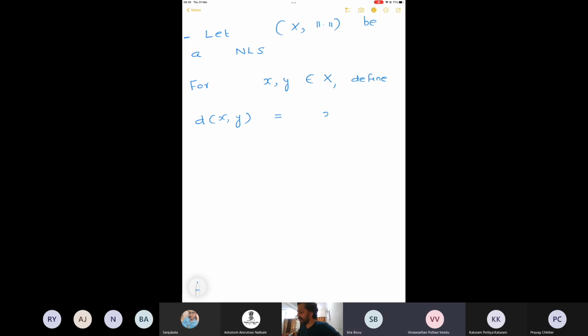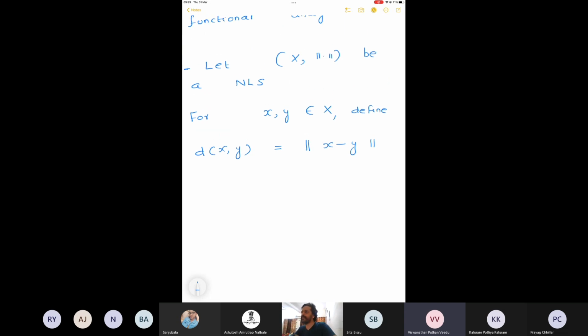Norm of x minus y. This is the length of x minus y. Is x minus y defined? Yes, because I am in a vector space. X minus y is again a vector, and for any vector, since I am in a normed linear space, I can talk about the length. So I define the metric like this, and you can see that this d satisfies all the requirements of a metric.